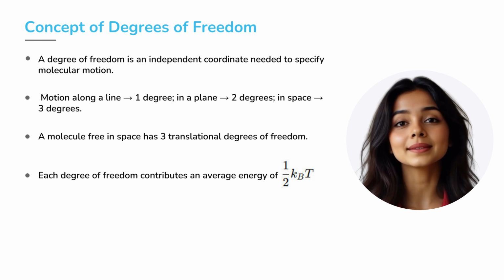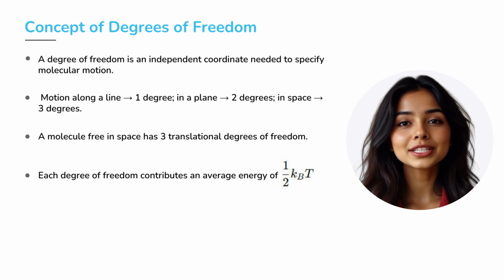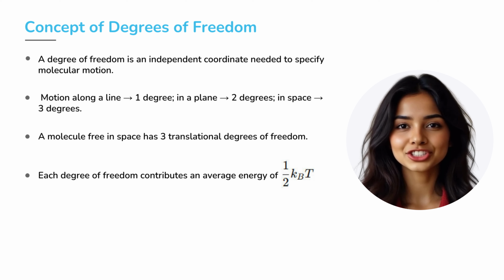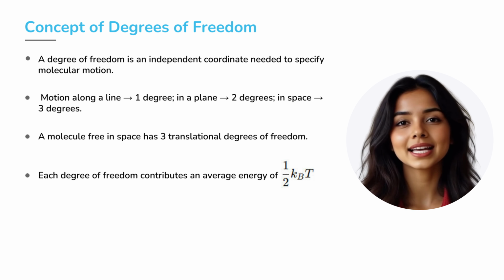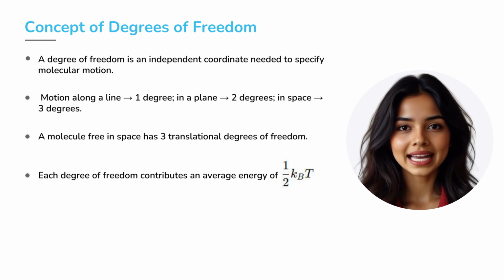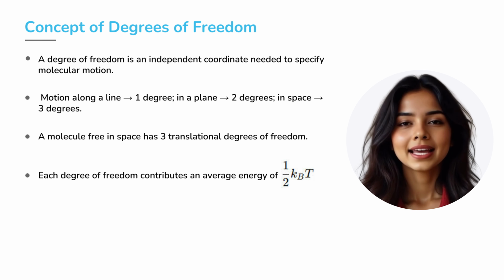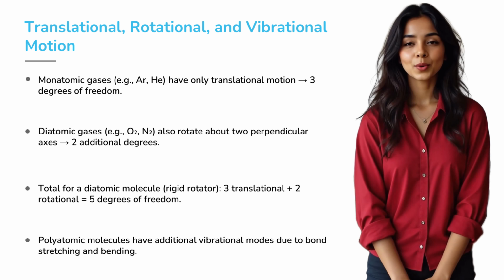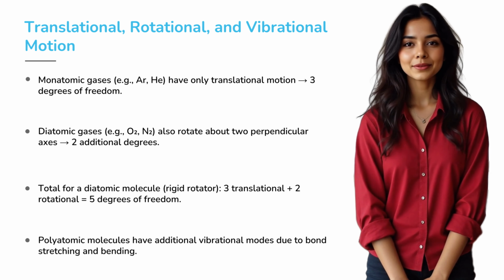A single atom, like helium, can only translate, that is, move back and forth in 3 directions, so it has 3 degrees of freedom. And here's the golden rule, each degree of freedom gets an equal slice of the energy pie, half kT per molecule or half RT per mole. So more degrees of freedom mean more ways to hold energy, just like more bank accounts mean more ways to save money.